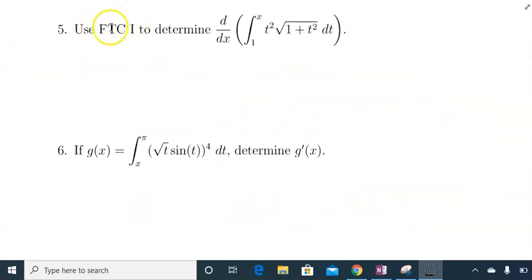Now use FTC 1 to determine d/dx of the integral from 1 to x of t squared times the square root of 1 plus t squared dt. And also, if g of x is equal to the integral from x to pi of the square root of t times sine of t, all raised to the 4th power, dt, determine g prime of x.